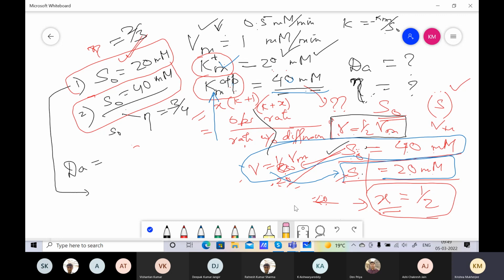Da is equal to (1 minus x) upon x into (kappa plus x). Yes, Da. So 1 minus x. Actually, we wrote it as 1. Oh, sorry. 1 minus x upon Da was equal to x upon kappa plus x.